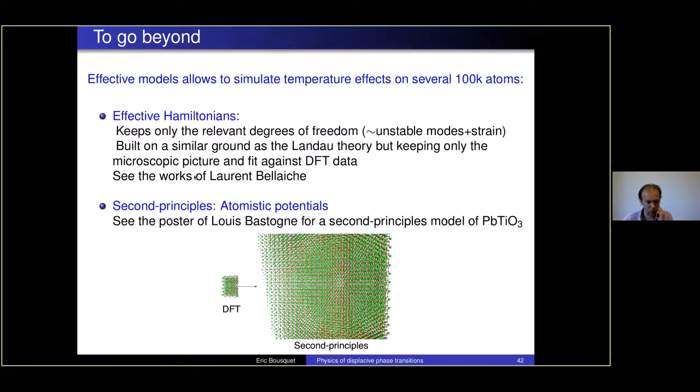And another type of atomistic simulation that is more and more fashionable right now is what we call second principles atomistic potentials. Here I will not present it, but if you are interested, there is a poster of Louis Bastogne, a guy from our team, who is doing a second principles model for lead titanate. This means they can take into account fully the temperature effects, and eventually with much bigger cells, because with DFT you have access to a few hundred atoms, and with second principles you can have access to a few hundred thousand atoms. So you can have much bigger cells and add the temperature fluctuations and so on.